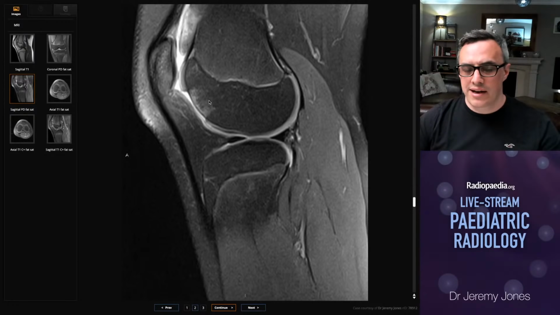And so this is likely a chronic area of cartilage loss in a child with JIA, who's then presented with a knock to the knee. And this is not the reason that she's presented. This is just something that we found.